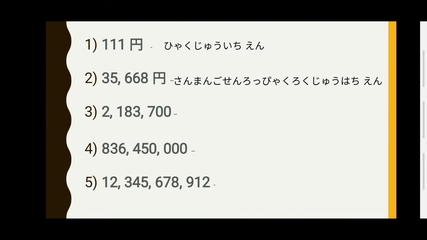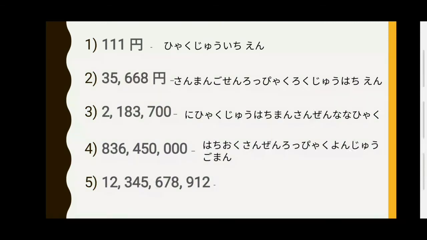Sanban, 2,183,700. Nihyaku juhachiman sanzen nanahyaku. Yonban, we have 836,450,000. So in Japanese, it is hachioku sanzen roppyaku yonjuuman gosen.